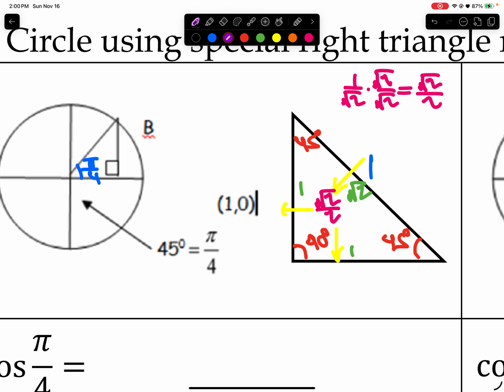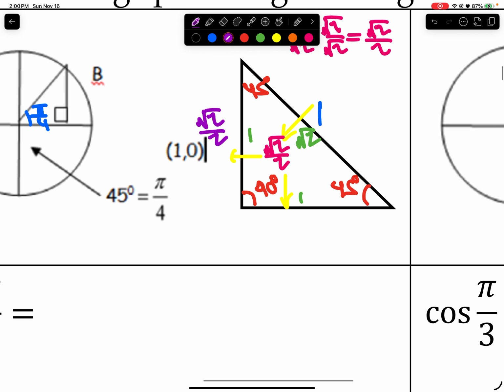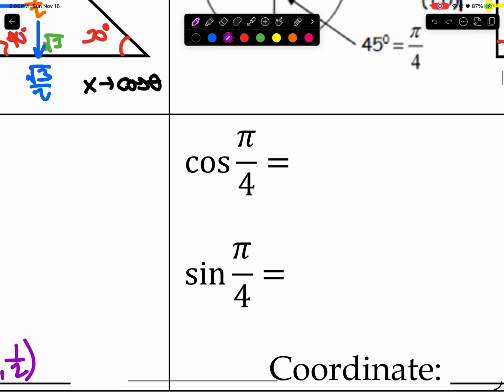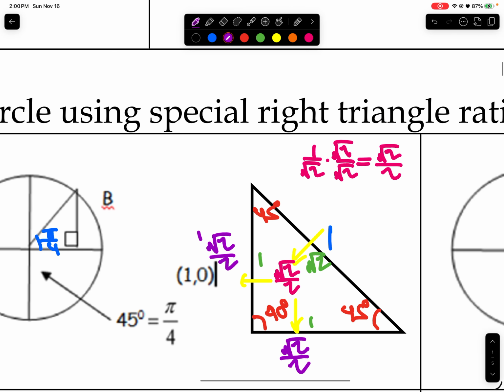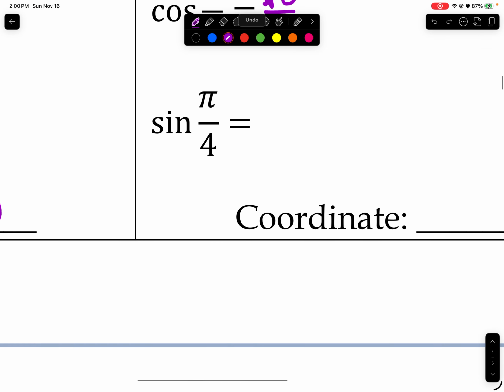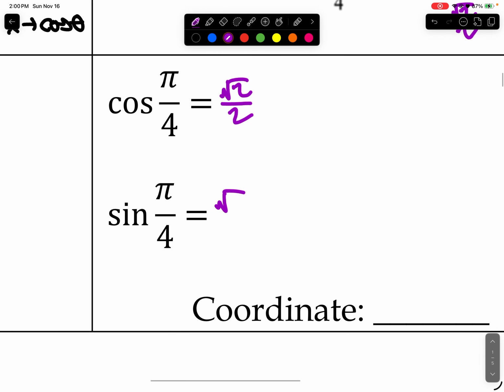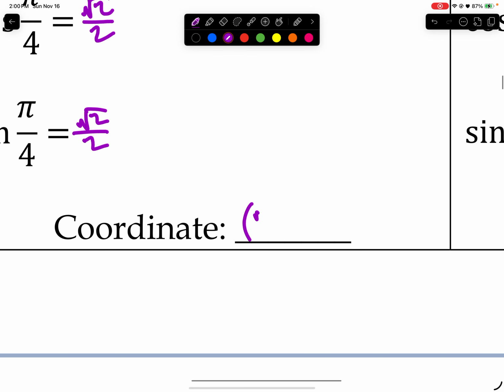So when I multiply out, on the vertical component we're going to have root 2 over 2, and on the horizontal component we're also going to get root 2 over 2. So the horizontal component, which corresponds to cosine, so cosine of pi over 4, is going to be root 2 over 2. And then the vertical component of this angle is going to be root 2 over 2 as well. So then my coordinate would be root 2 over 2, comma, root 2 over 2.